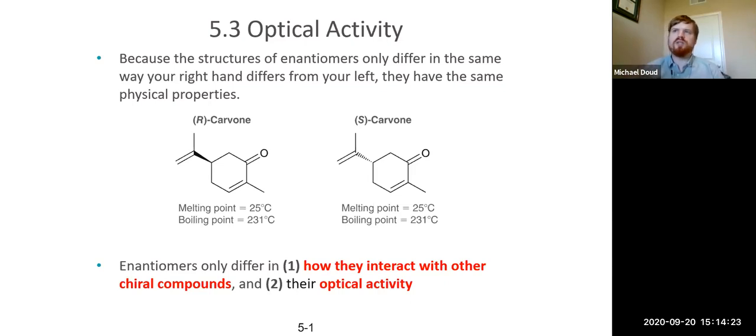I just want to impress upon you the importance of how they interact with other chiral compounds, because the compounds that make up you and me are chiral: our proteins, our DNA, our sugars, all of them. That means that for all of the pharmaceuticals that we use, if they have a chiral center, the orientation of that chiral center is extremely important for its activity. And there's a really famous example here that you can search as well.